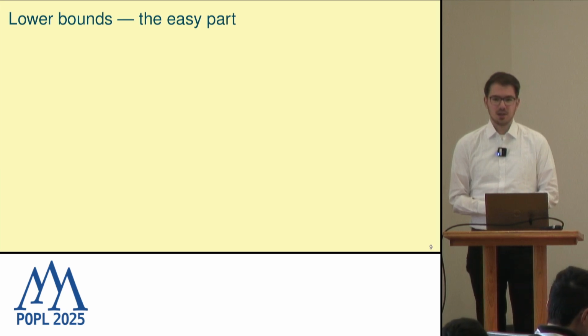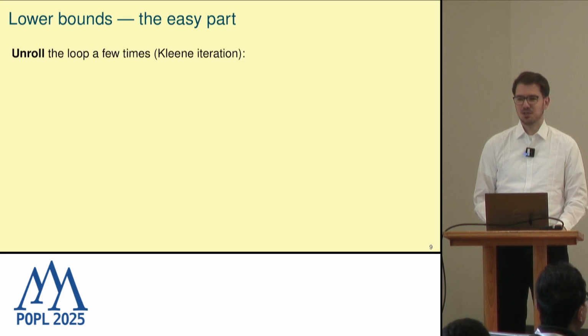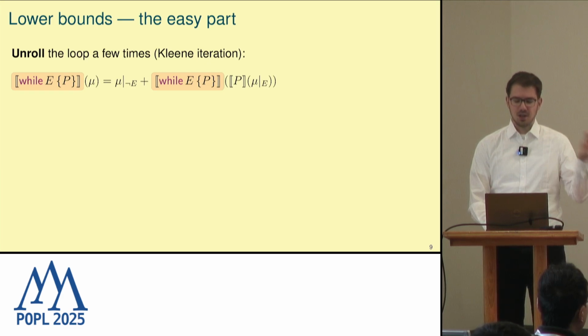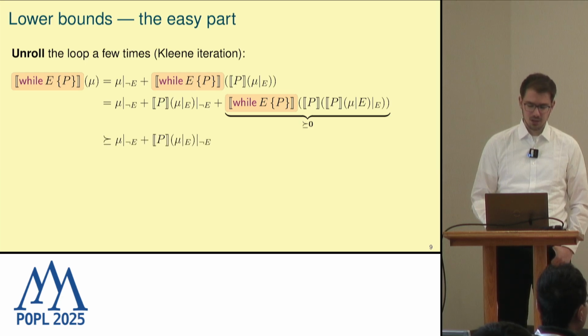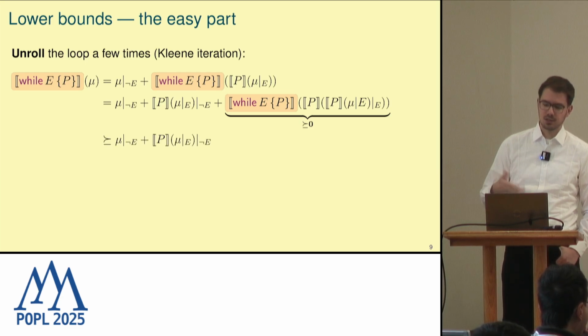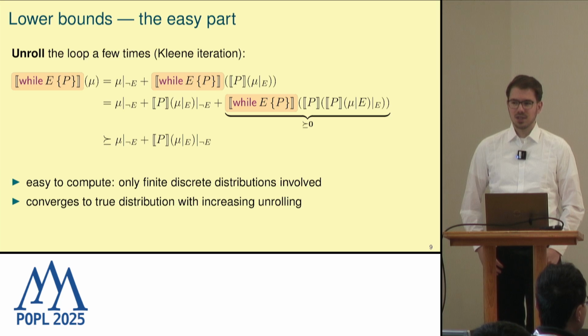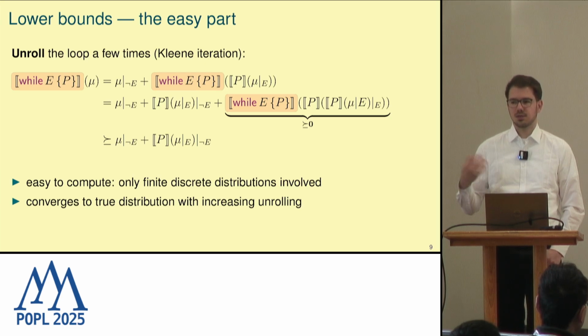So first, let's look at how we can get lower bounds for this. This is a well-known technique. We can just unroll the loop a few times, and we will get a lower bound as follows. So we take the fixed point equation, apply it again on the right-hand side, and at some point, we just say the loop will produce a measure that's at least 0, so we get a lower bound like this. Here we did 2 unrollings, but you could do more. This has a lot of advantages. It's easy to compute. In our setting, we only need finite discrete distributions during the computation, and it converges to the true distribution as you increase the unrolling.